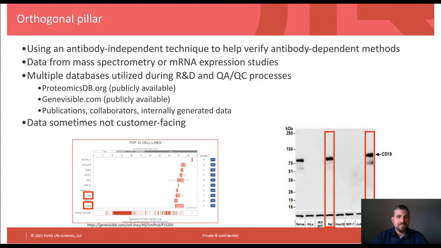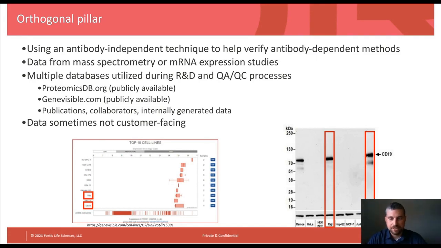The third pillar that we're going to discuss is the orthogonal pillar, and this is where we use what we would call an antibody-independent technique to help verify antibody-dependent methods. And so the way this typically works is you'll pull something out of a mass spec scan or mRNA expression data, and then compare that to what you're seeing in a Western blot, IHC or ICC.